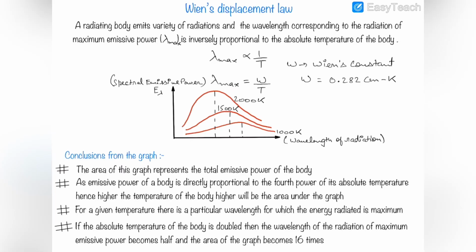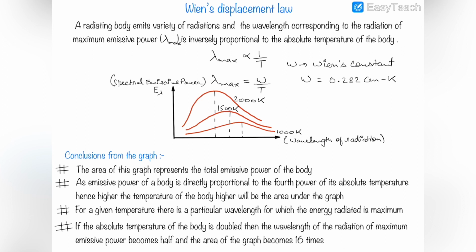Now, this law states that the maximum wavelength emitted by a body is inversely proportional to the temperature. This means that if the temperature of the body increases, then the maximum wavelength emitted by that body will decrease, and the frequency emitted by that body corresponding to the maximum emissive power will increase.